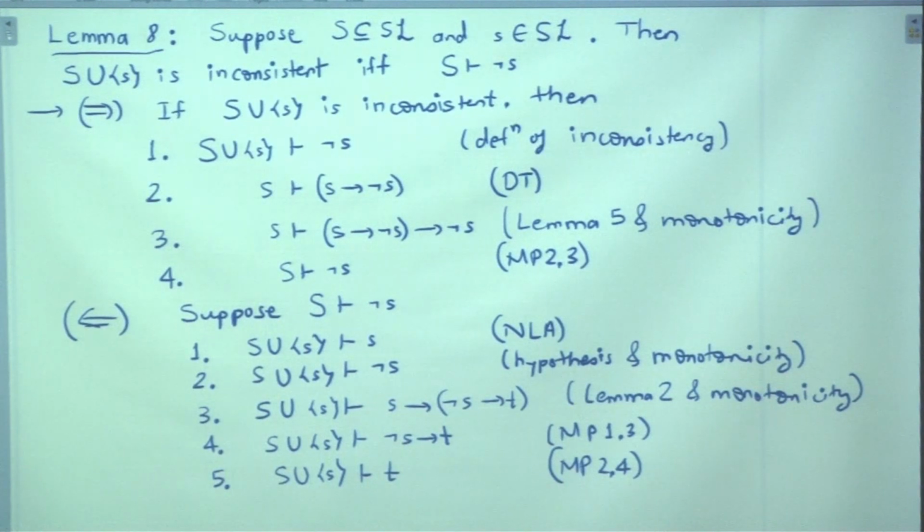Now, if you understand, lemma 7 is a test for inconsistency of a given set of formulas. This is also a test of inconsistency for S union singleton s. So therefore both of them are necessary as well as sufficient conditions. In the next lemma, however, we are going to obtain a sufficient condition.